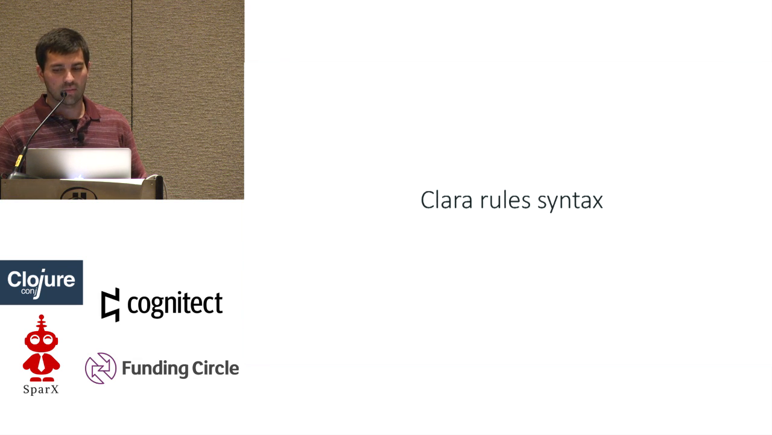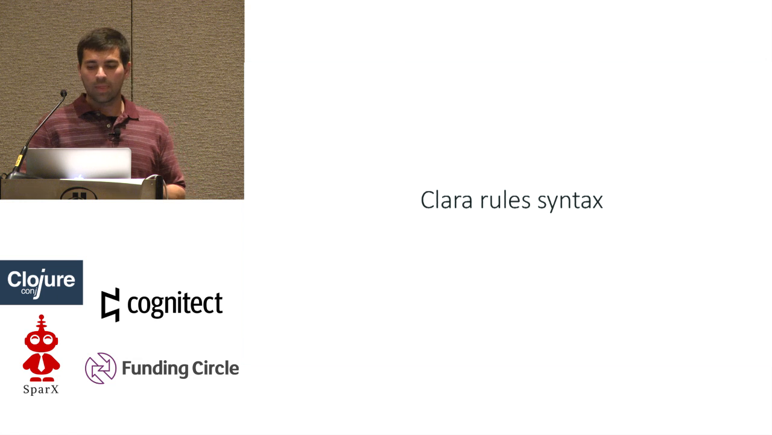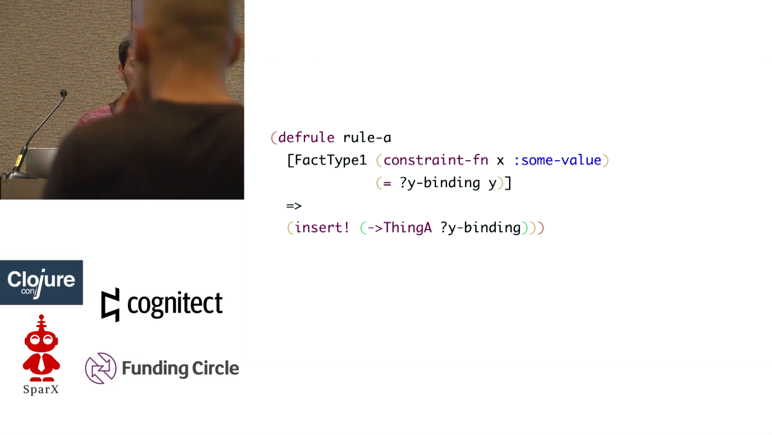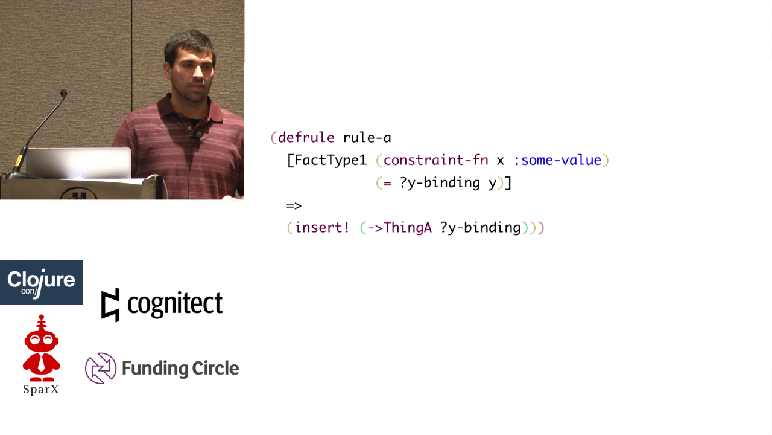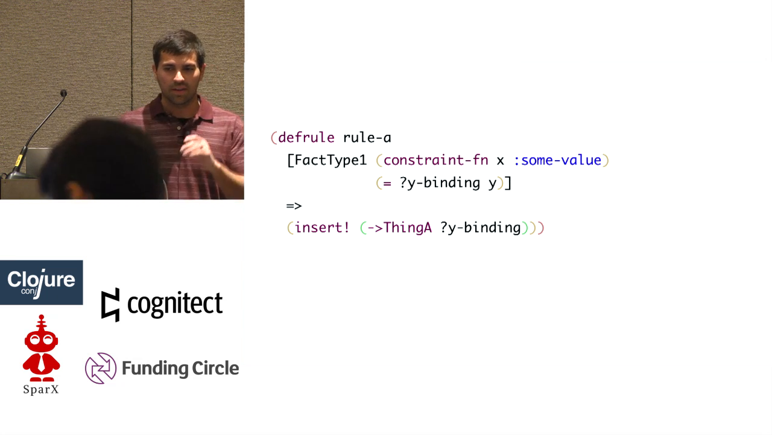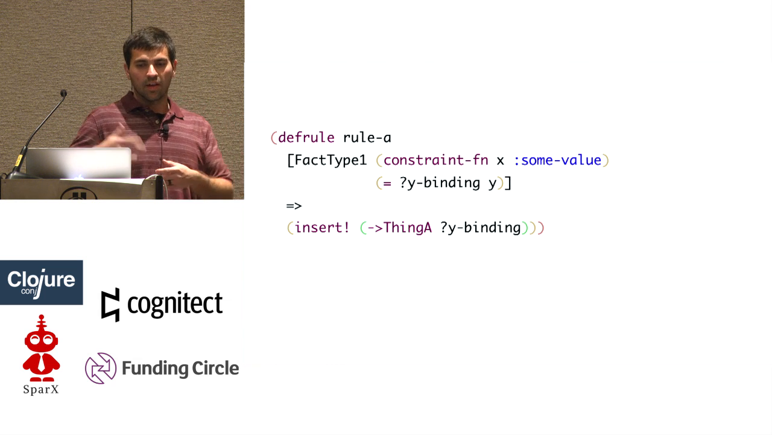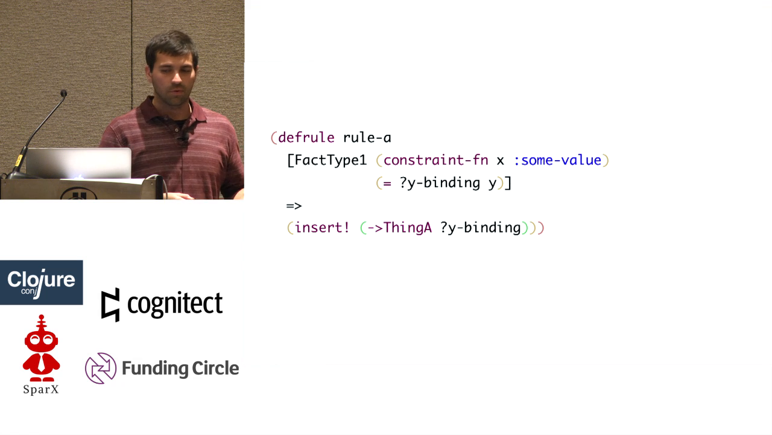I want to take a couple minutes to look at Clara rule syntax, because I'm going to use some of the syntax as we go and in some examples later on. Starting off real basic, here's a rule. defrule defines a rule; it's a macro. Rule-A, this is saying the rule name is rule-A. This rule is not doing anything useful or interesting, it's just about the structure. There's a left-hand side and a right-hand side, divided by this arrow symbol, like I showed before.